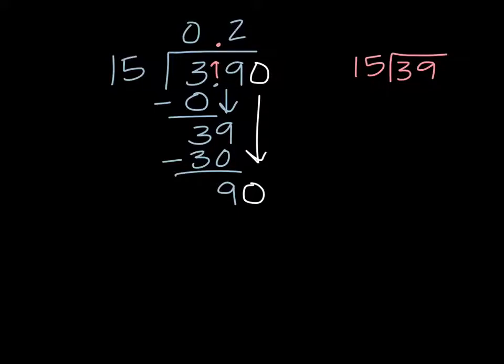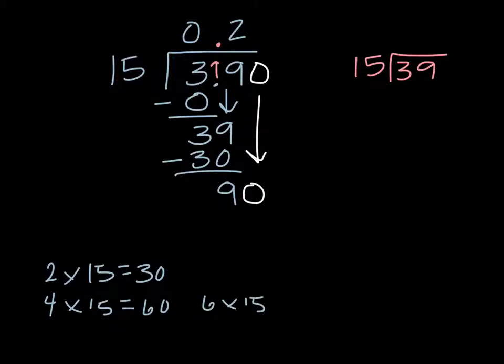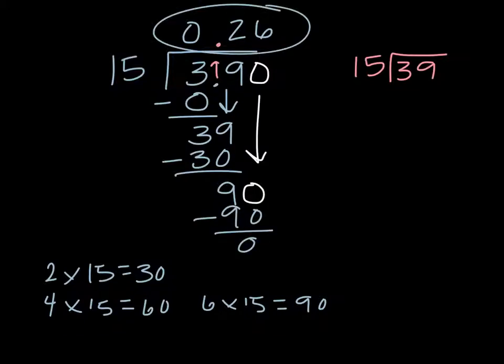Okay, so 90 divided by 15. Well, I know 2 15s is 30. So if I double that, 4 15s, that's 60. And so 6 15s would be 90. So 6 15s is 90. Subtract that. And my answer is 26/100.